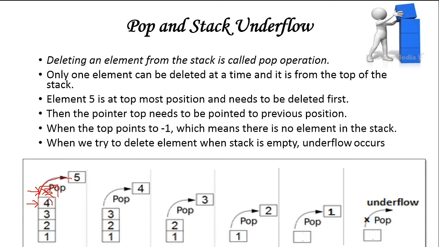Now stack of top will be deleted, right? After that, again decrement top by 1. Until I reach the minus 1 position, I can delete elements. So when top is pointing to minus 1, there is no element in the stack, and you can conclude that if you try to delete an element once again, underflow occurred, right? So this is how the stack underflow works.